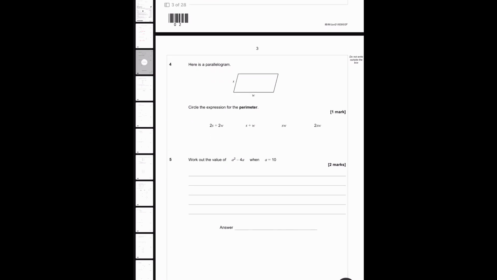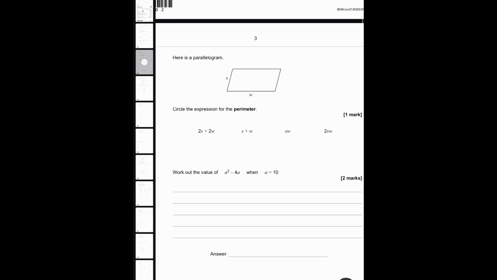Question 4 has given us a parallelogram and is asking us to find an expression for the perimeter. Perimeter is the total length of the outside. First, let's fill in any of the missing sides since opposite sides are the same. Now we need to add up all the lengths. That means we have s plus w plus s plus w. This gives us 2s plus 2w.